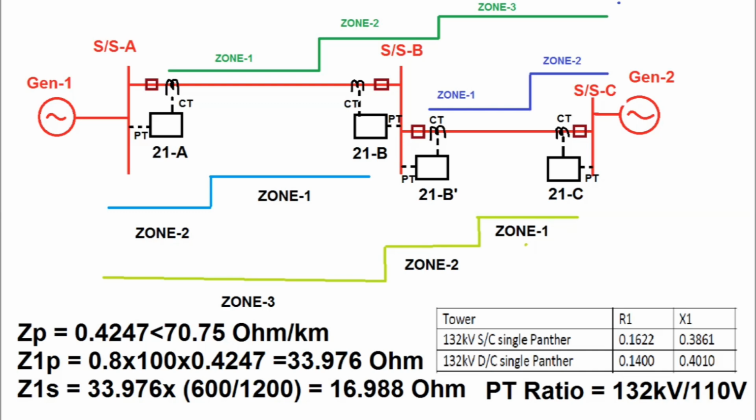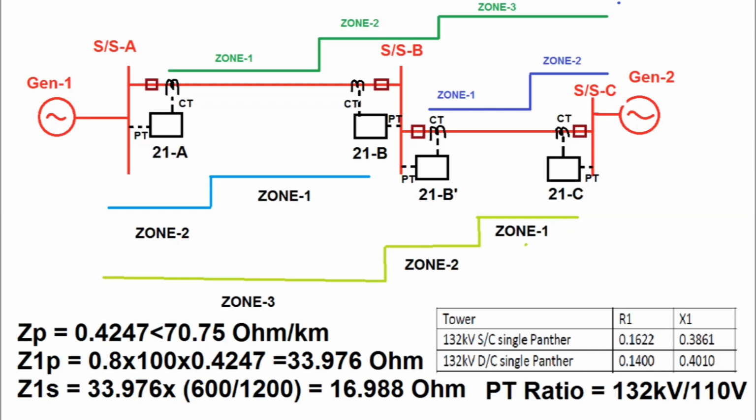Now zone 1 setting is given as 80% of the protected line length. Let us consider that the protected line length is 100 kilometers. We can calculate the zone 1 setting based on the primary value, that is 80% of the 100 kilometer line, and the impedance is 0.4247 ohm per kilometer. So we get the value of Z1P equal to 33.976 ohm. This is the primary impedance for the zone 1 value.